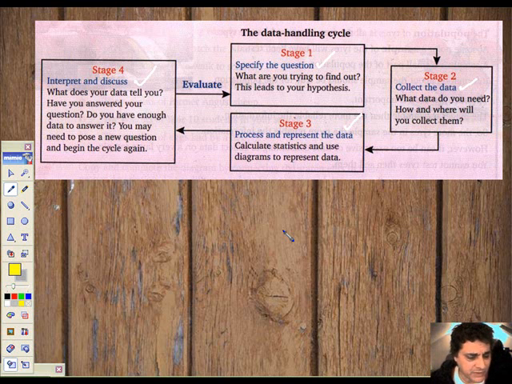It says here in the book, page 33, the data handling cycle is the framework for working statistics. So if you want to find something out, you've got to go through 4 stages, and then you may even need to repeat the cycle again. So stage 1, I've already ticked it there, says specify your question. In other words, what are you trying to find out?